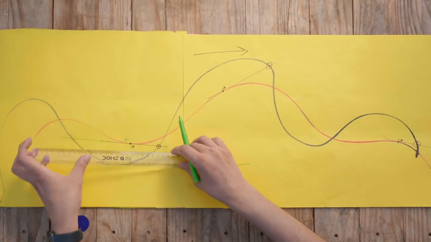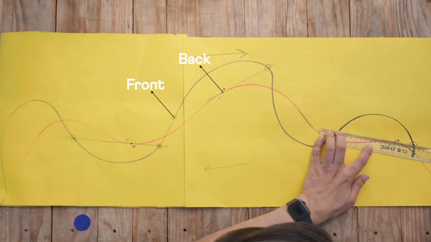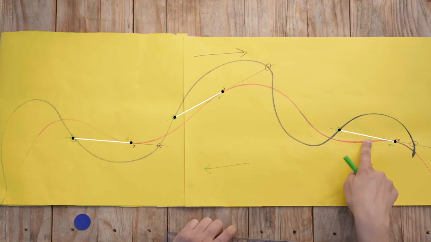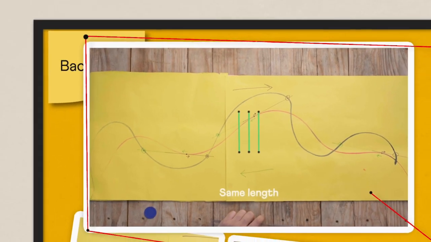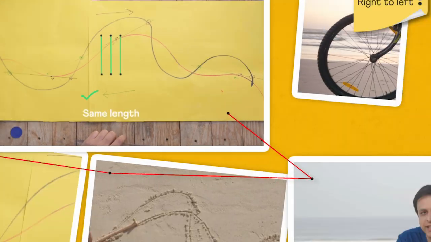Draw the tangent line, and here's the front wheel. We do this a couple more times. Measure the three lengths. This time, they're all the same, as they should be. So, this is the direction in which the bike was moving. And that's how Sherlock did it.